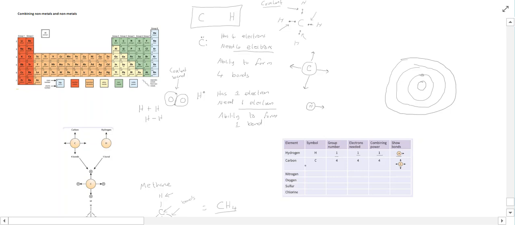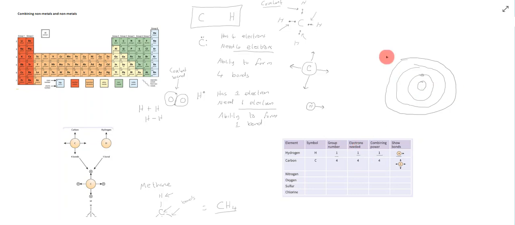The same with carbon. Again, if we look at where carbon is on the periodic table, carbon is here. We can see its chemical symbol is C. It's a group 4 element, so it's within this group 4. Remember, the vertical columns are known as the groups. The electrons that it needs, 4.